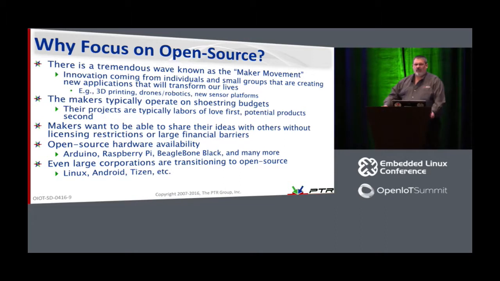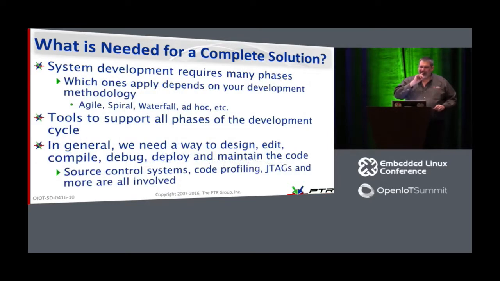But we're also seeing a lot of large corporations starting to embrace and transition to open source. We see Tizen, for instance, which is running the Linux kernel, but it's in your Samsung television sets. We see Android, we see Linux, of course, all over the place. So it really is more of a transition over to open source. And if you're a corporation that has decided you want to embrace open source, then you have to think of it in terms of the entire development model.